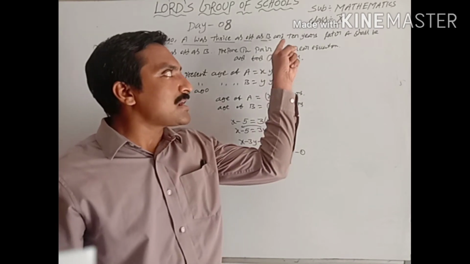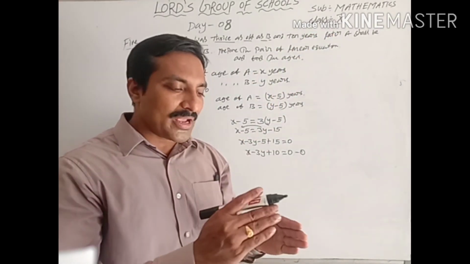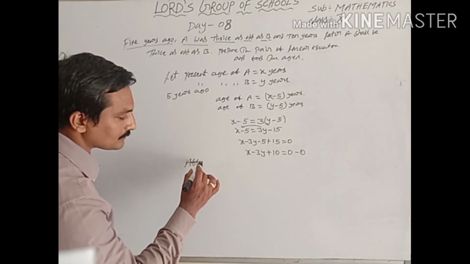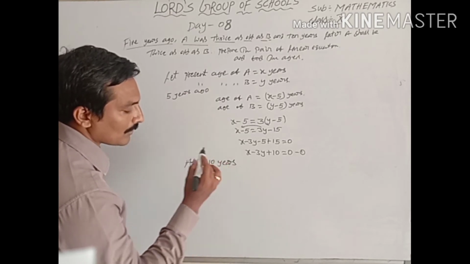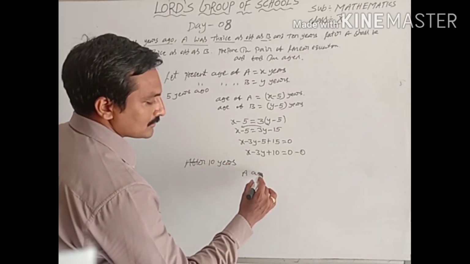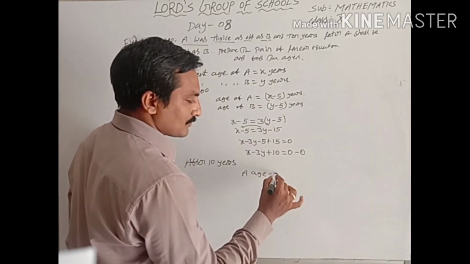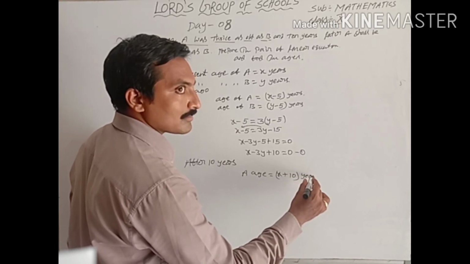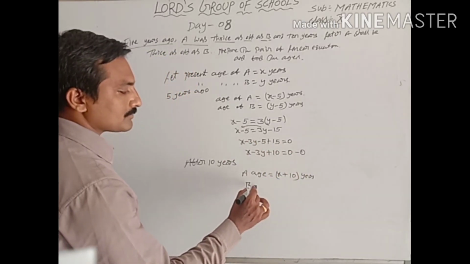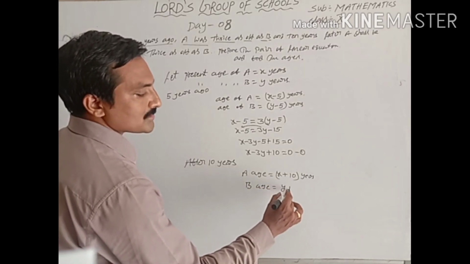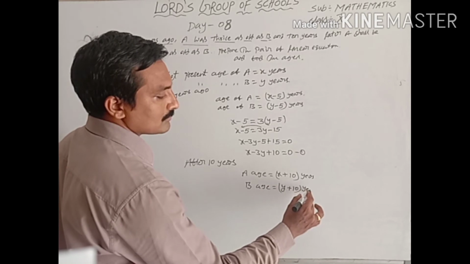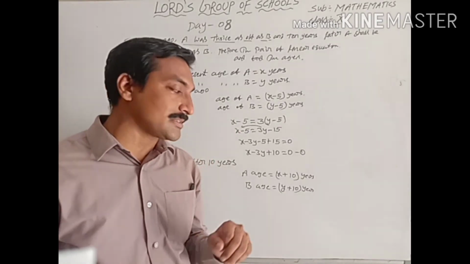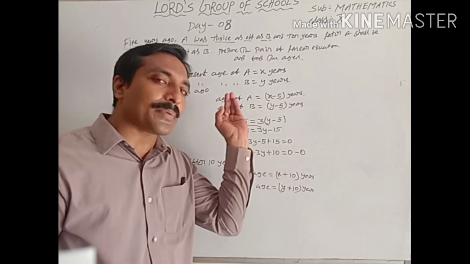Second, 10 years later means after 10 years. Present age X years. After 10 years, present age X, after 10 means plus 10. Next, B's age is Y plus 10 years. Back or ago means you have to subtract it from present ages. After means you have to add that much to present ages.